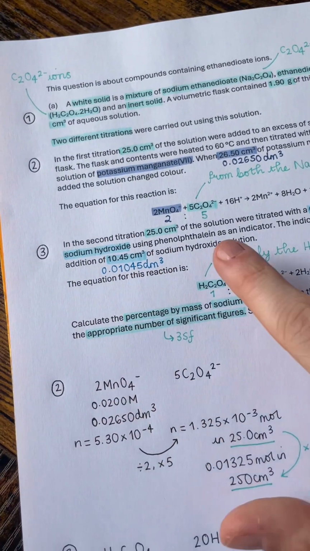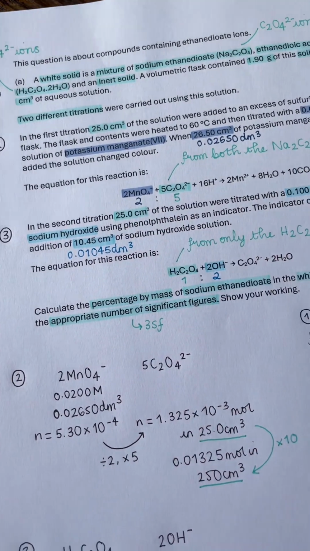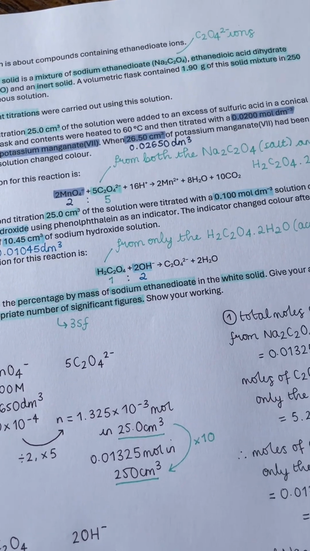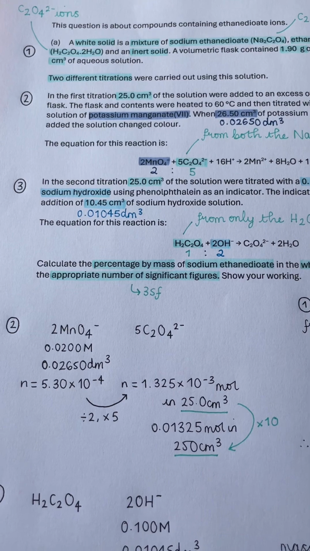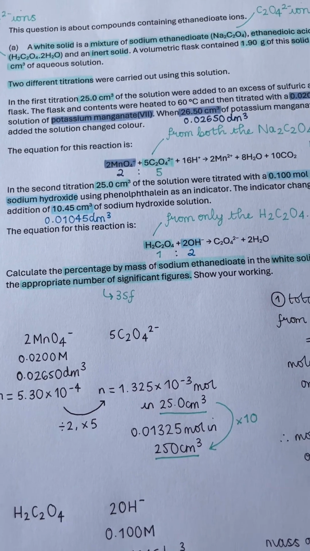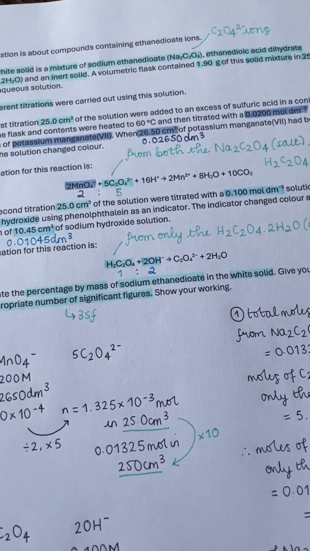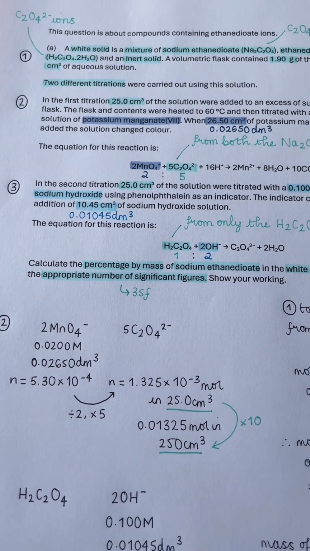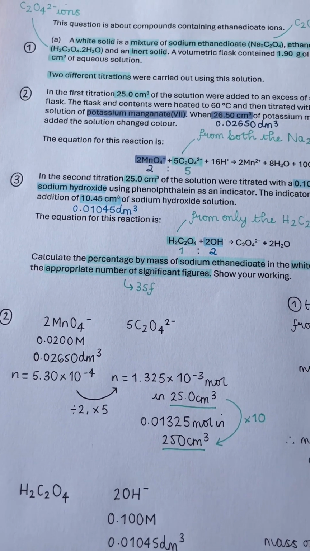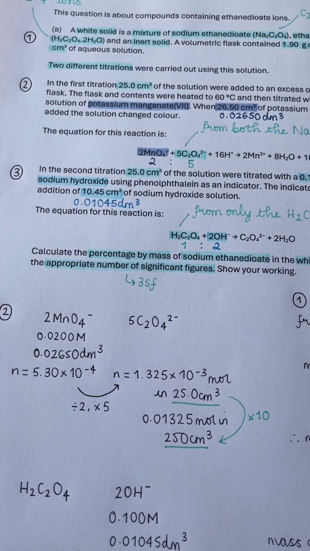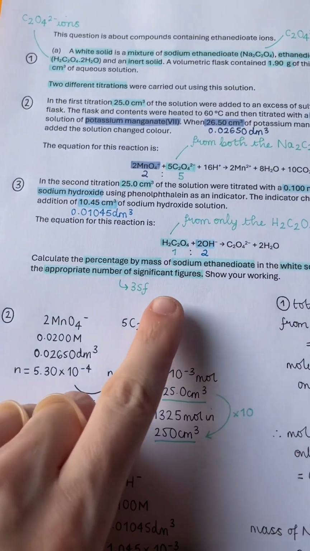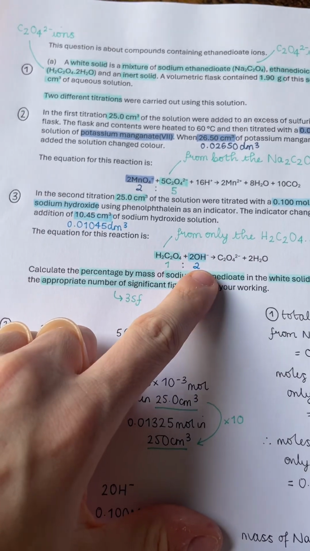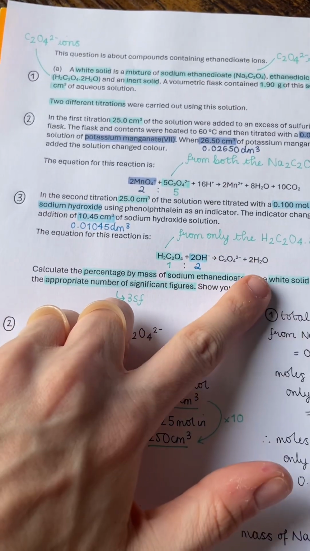In the second titration, we're again using 25 centimetres cubed of the solution. We're titrating with a 0.1 mole per decimetre cube solution of sodium hydroxide using phenolphthalein as an indicator. The indicator changed colour after the addition of 10.45 centimetres cubed, which I've converted into decimetres cubed, of the sodium hydroxide solution. Again, they've given us a balanced chemical equation. Now this is acting as an acid here. This is my alkali to make a salt and water.